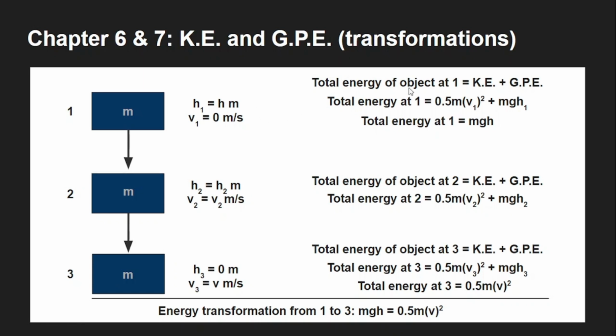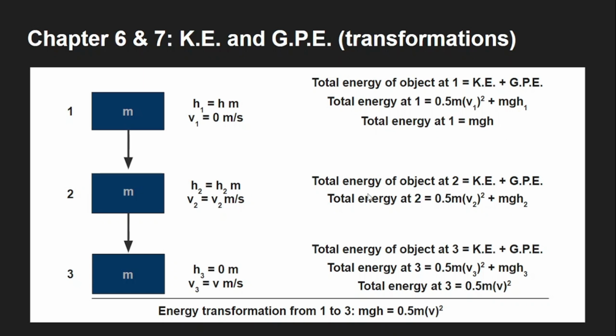So total energy of the object at 1 would be the sum of its kinetic energy plus its gravitational potential energy. That's going to be half mv1 squared plus mgh1, based on the formulas that we've seen for kinetic energy and gravitational potential energy. Because v1 is equal to 0, there is no kinetic energy. So essentially, an object at rest has no kinetic energy. So the total energy at 1 is just going to be equal to its gravitational potential energy, which is going to be equal to mgh, because h1 has a height of h meters. So total energy at 1 is equal to mgh.